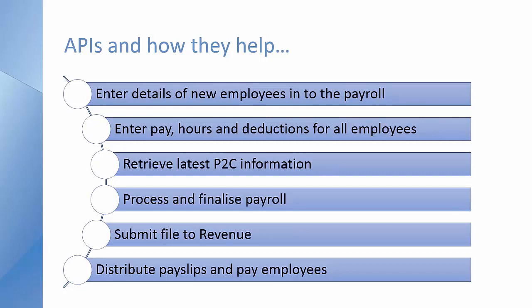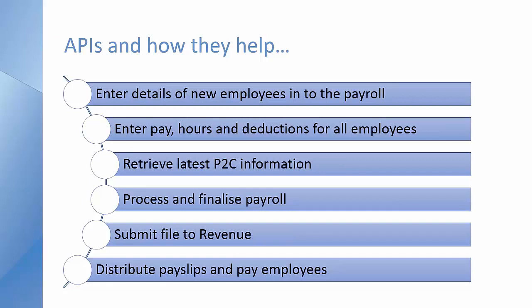I mean, look, take a typical pay period. The sequence of events will be as follows. Firstly, you enter details of new employees into the payroll. Next, you enter the pay hours and deductions for all employees. Then you retrieve the latest P2C information, which is a one-click process on the new system. Then you process and finalize the payroll. Then you submit the file to revenue, which is a one-click process. And then you distribute the pay slips and pay the employees.